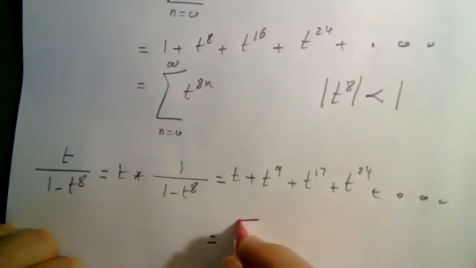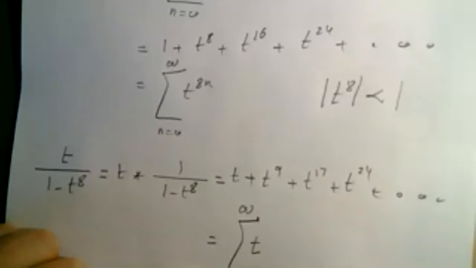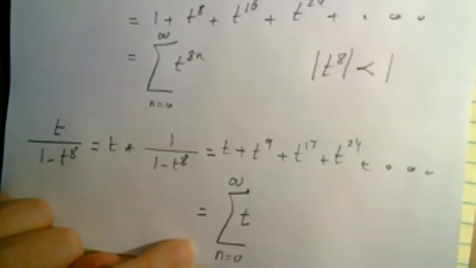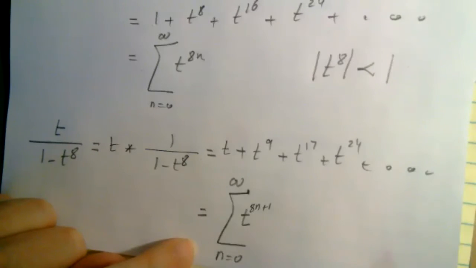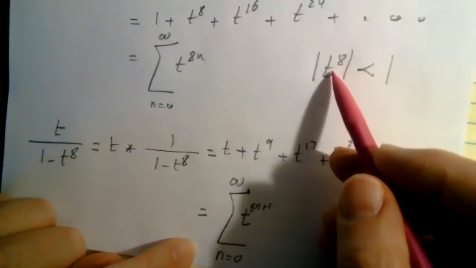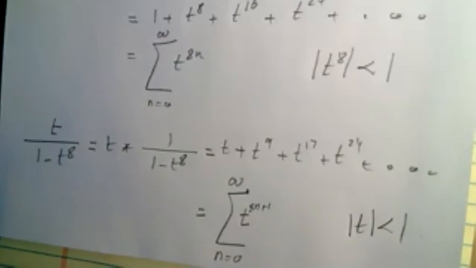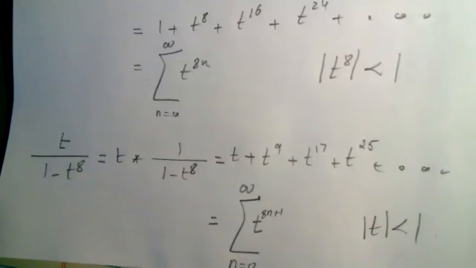So in sigma notation it is going to be t to which power? What's going to be the power here? When I add 8n plus 1, 8n plus 1, and that's absolutely correct. And the domain, for the same reason I did before, t has to be an absolute value less than 1. Wouldn't be the last one, t to the power 25? I trust you. All right, that's the power of the eraser. Thank you very much. Okay, so now we're gonna integrate and we're done.